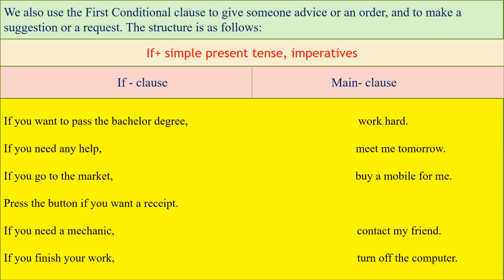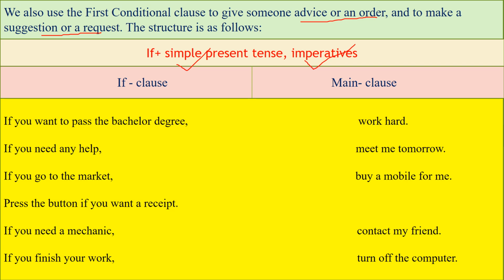We also use the first conditional clause to give someone advice or an order and to make a suggestion or a request. The structure is as follows. If plus simple present tense, comma, imperative sentence we have to use in the main clause.